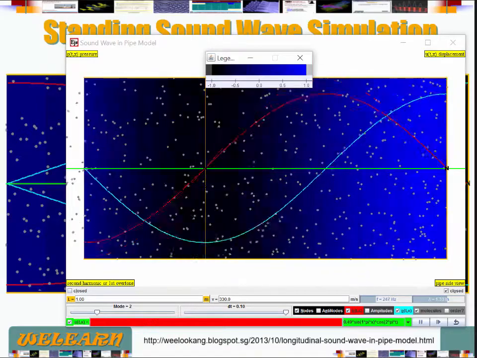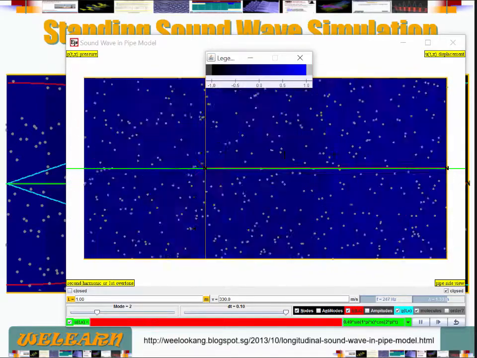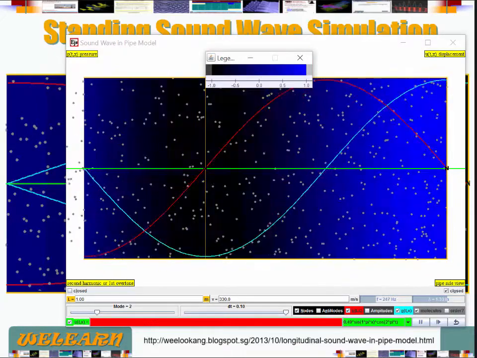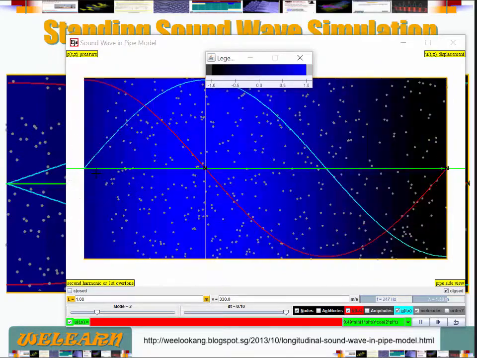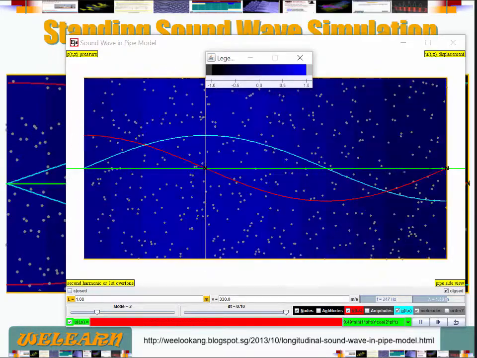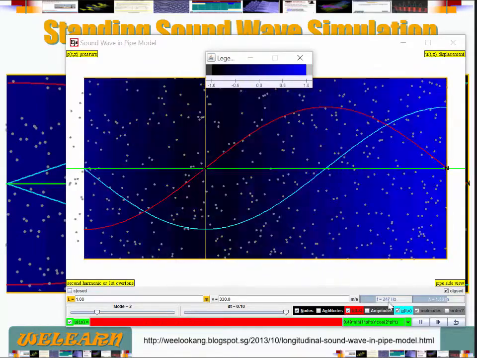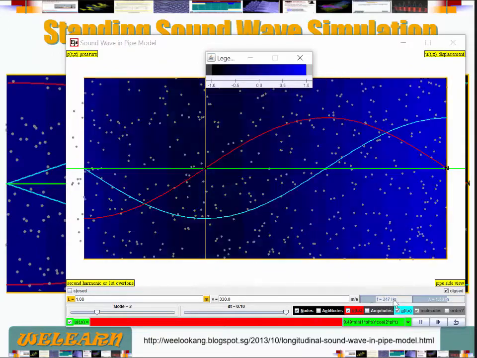Lambda over 4 plus lambda over 2. 3 lambda over 4 overall for the length of this air column. That's the way we find the wavelength. 3 lambda over 4 is equal to the length. And the frequency, as I mentioned before, is 3 times the fundamental frequency.